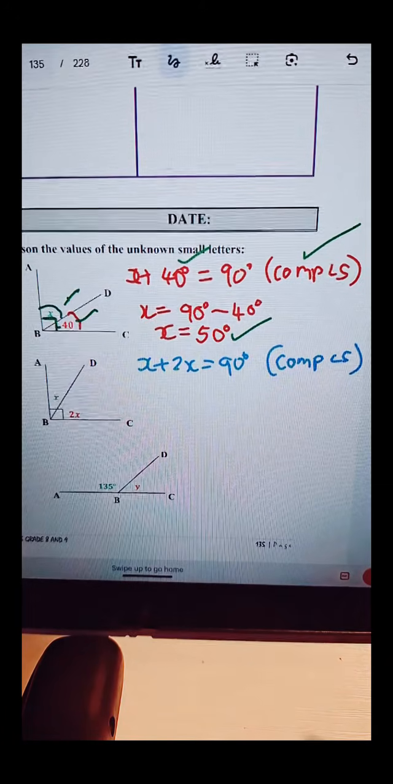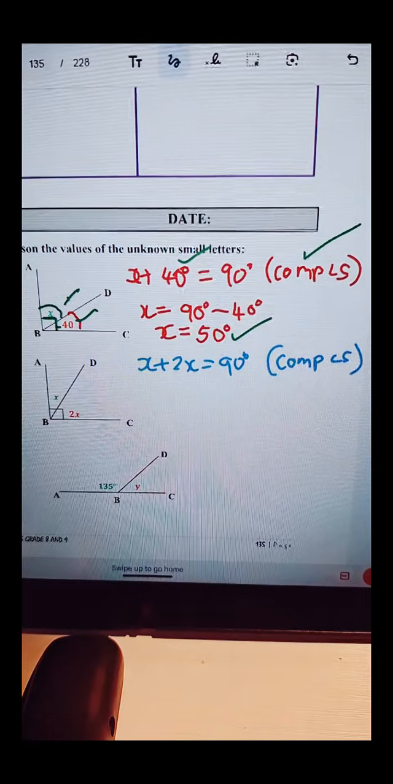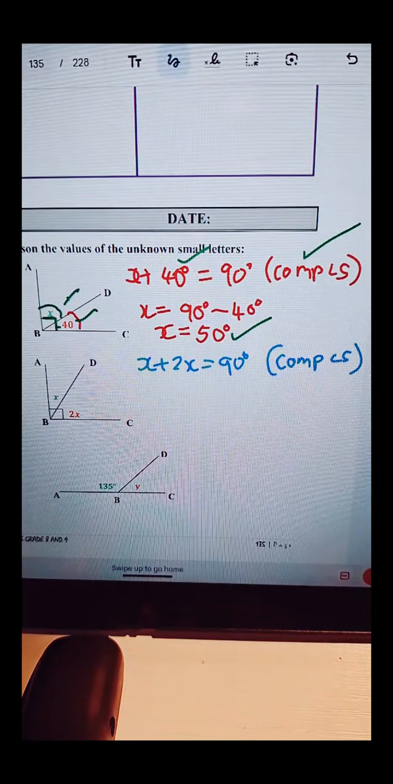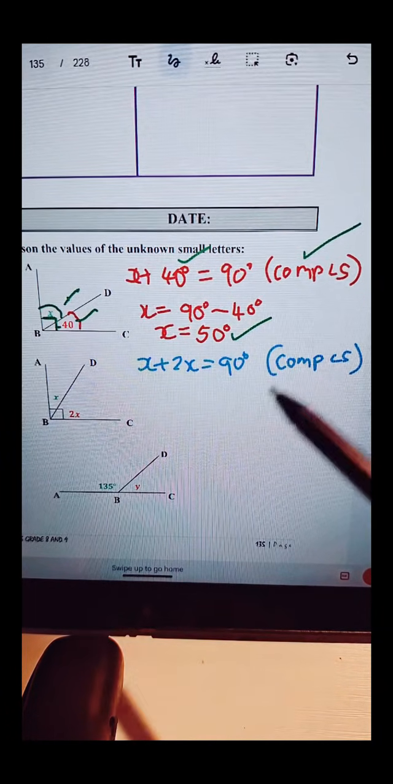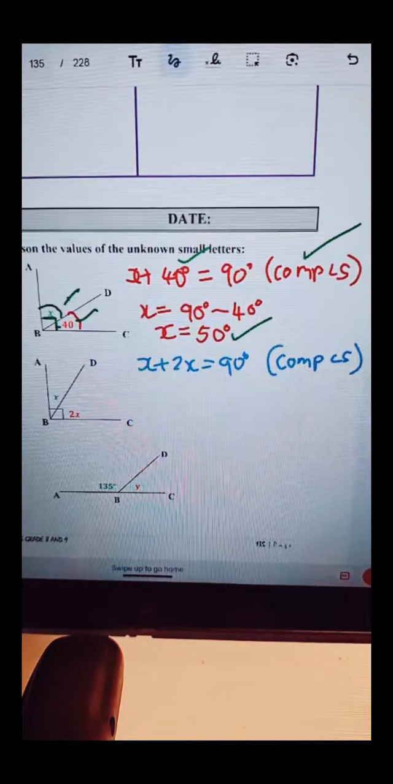Comp angles. That means complementary angles. Remember, complementary angles are angles that add up to 90 degrees. So x plus 2x is equal to 90 degrees, complementary angles. So x plus 2x is equal to 90 degrees, guys. That's very important. Then now we can solve for x.